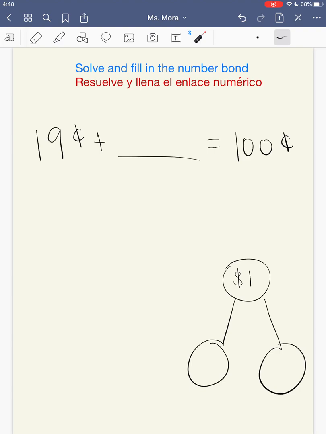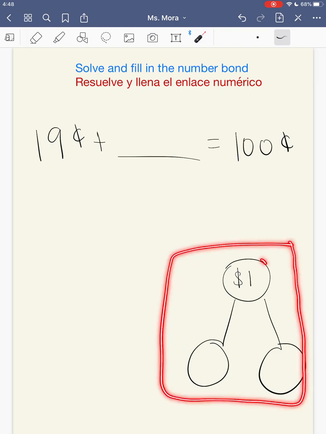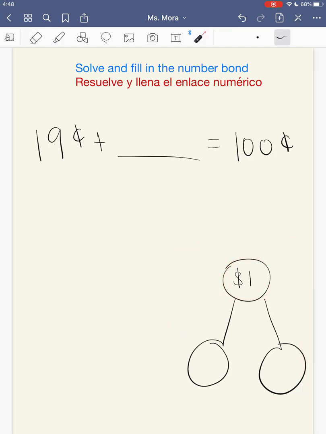Alrighty guys, so our instructions are solve and fill in the number bond. Okay, resuelve y llena el enlace numérico. So here's my number sentence. I have 19 cents plus blank equals 100 cents. And here's my number bond. Okay, so remember my total goes up top and it says $1 because that's the same as 100 cents.